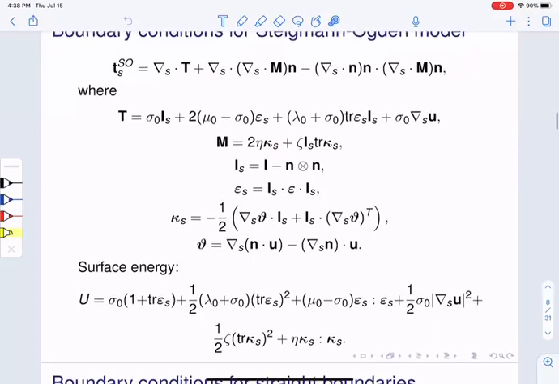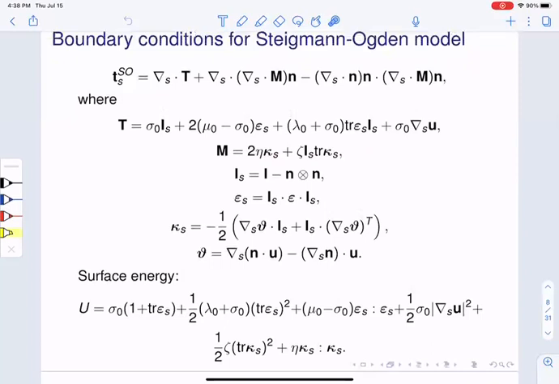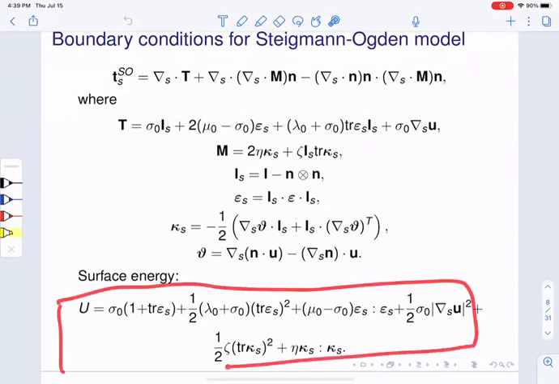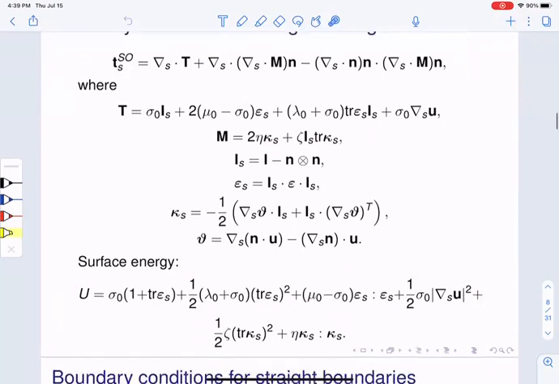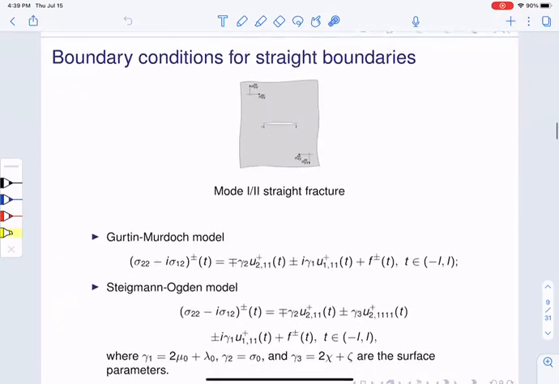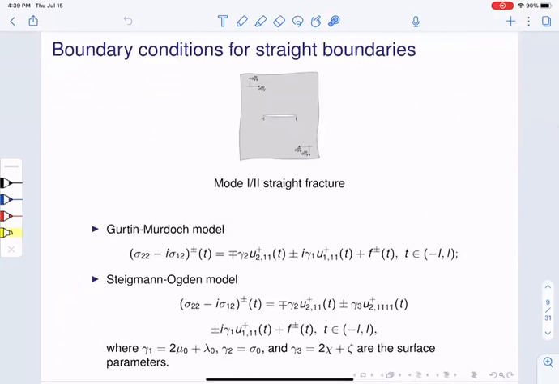And in this particular case, in the case I present today, surface energy is given by this formula. So again, the first part here would be just the Gurtin-Murdoch surface energy, and this part is resistance to bending on the surface. Okay, so the simplest way to illustrate this model is the two-dimensional straight crack problem.